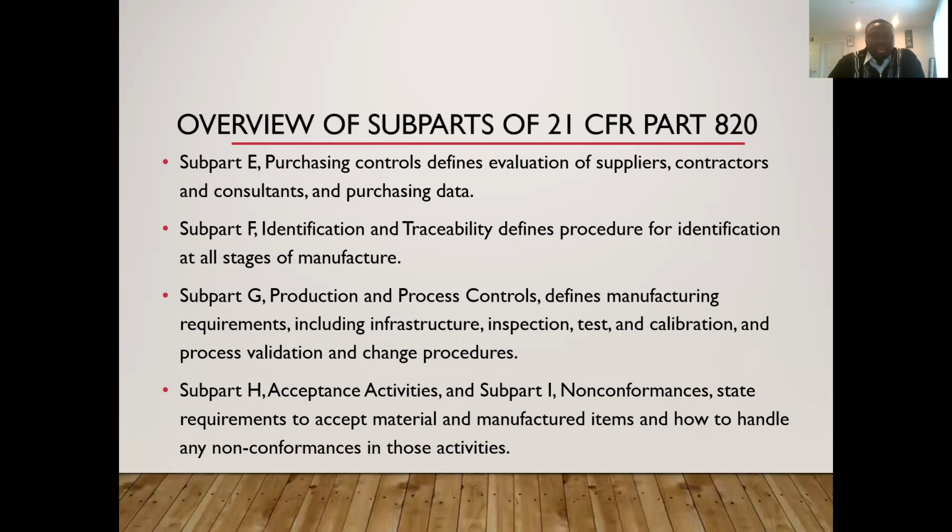So that is the role of manufacturing quality engineering over here, being the subpart G. Subpart H, acceptance activity, non-conformities, states requirements to accept materials or manufactured items, and how to handle any non-conformances in those activities. So this subpart H, I would say it can be in design, manufacturing, or supplier quality, because there are non-conformances that are being seen within the design phase, manufacturing phase, supplier phase, and within incoming inspection phases. So that's subpart H of the CFR 820.